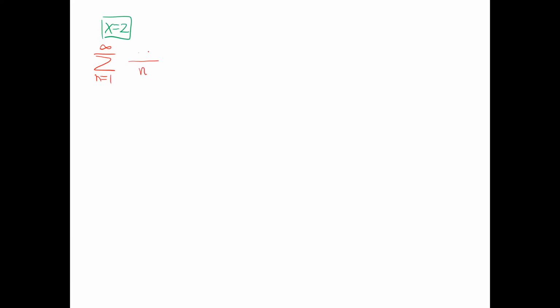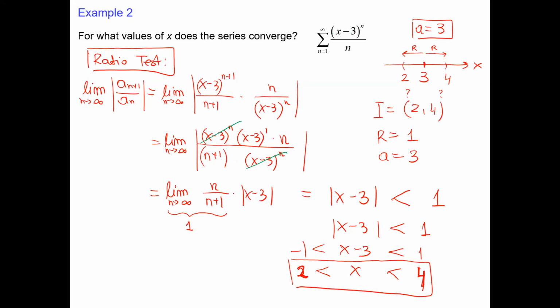This is n, this is 3, it's x, right? But I just wanted to substitute 2. It's x minus 3, I will substitute 2: 2 minus 3 to the power of n over n. Okay, that's what we will do. Let's see what we get. 2 minus 3 is -1, -1 to the n over n.